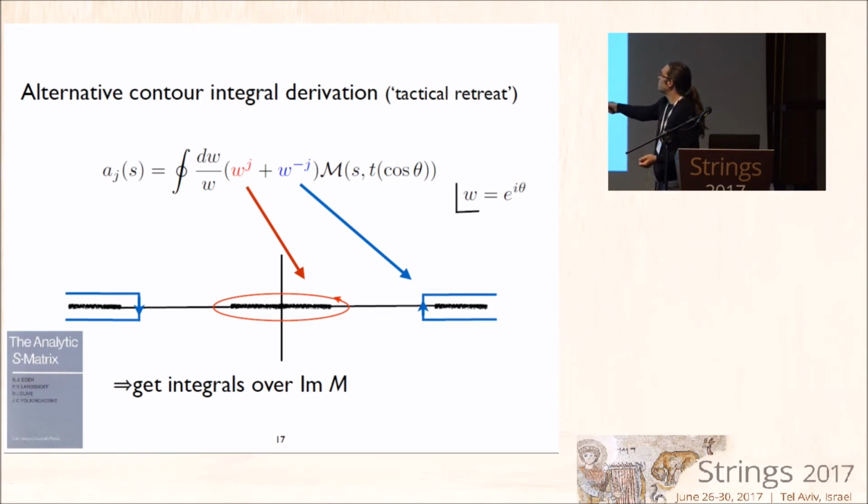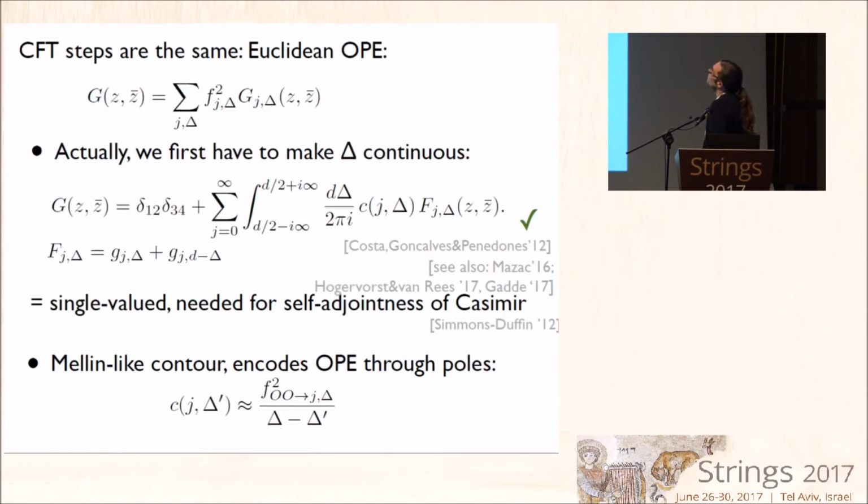And then this integral over the cut of the amplitude, which gives you an integral over its imaginary part. So in CFT, we do the same. I'm going to briefly flash through this. So we start from the Euclidean OPE, which Fernando reviewed this morning.